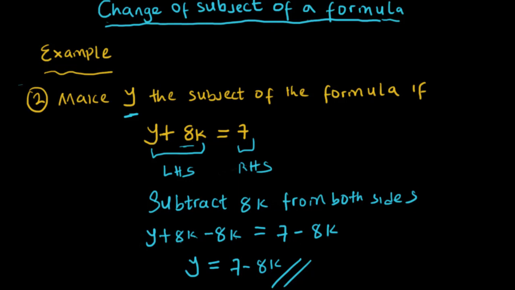So remember, if you have something being added to what you want to make the subject of the formula, you do the opposite. So you subtract that thing from both sides. Does that make sense? If it's being subtracted from what you want to make the subject of the formula, you do the opposite. You add to both sides. Let's take another example.